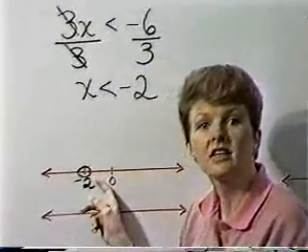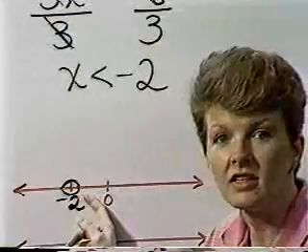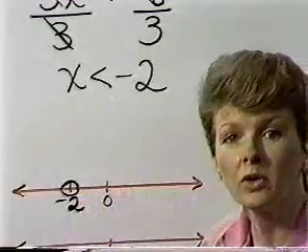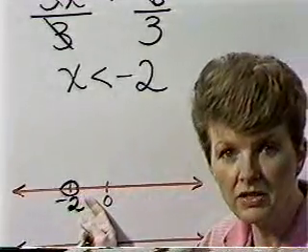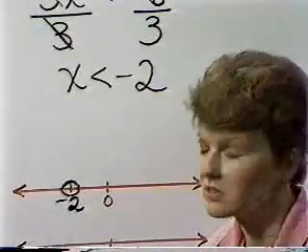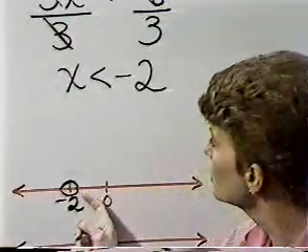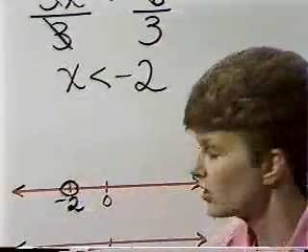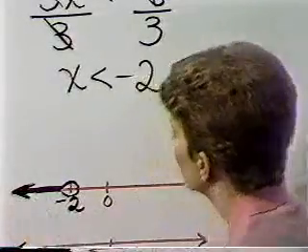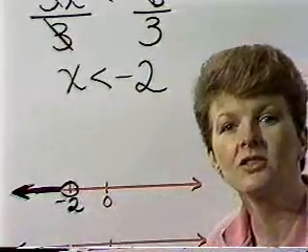If you use parenthesis bracket notation, whenever I put an open circle, you'll put a parenthesis. When I put a closed circle, you'll put a bracket. For strictly less than or greater than, I'll place an open circle. For less than or equal to or greater than or equal to, we'll place a closed circle. So here's negative 2. Strictly less than means an open circle, and then x less than negative 2, I'll shade to the left. Here's my solution, and here is the graph of the solution. Let's try another example.